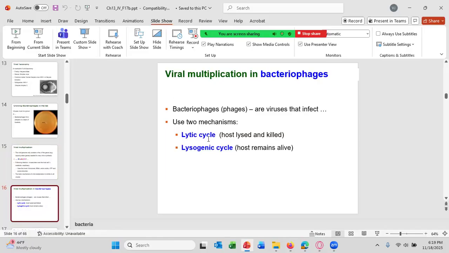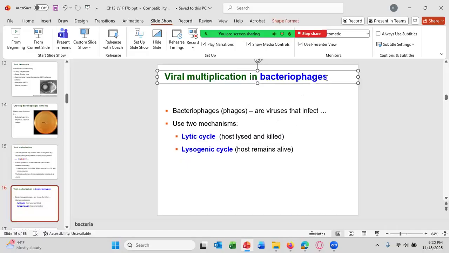In the lytic life cycle, the virus attaches to its host cell, uses the host cell to replicate, and then will lyse the host cell. So the host cell is killed. In the lysogenic life cycle, the host cell remains alive for as long as the virus remains in the lysogenic life cycle. And these are the two main ways that bacteriophages can replicate. Any question about any of that?